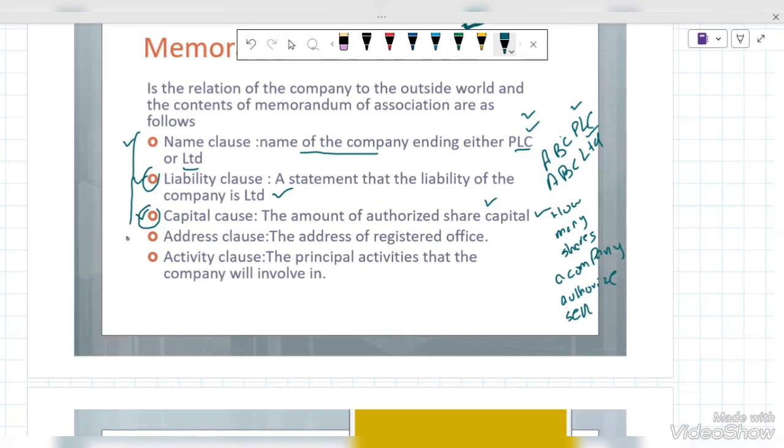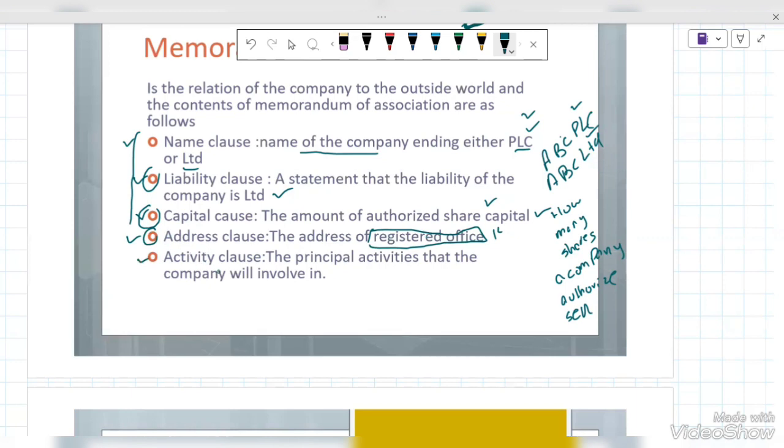Okay, so after that, the address clause. It is basically the address of a registered office. Like if a company is dealing in Karachi, so the Karachi office will be registered in the registrar office, and this is the content which is included in the MOA.